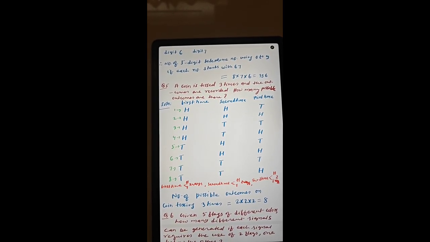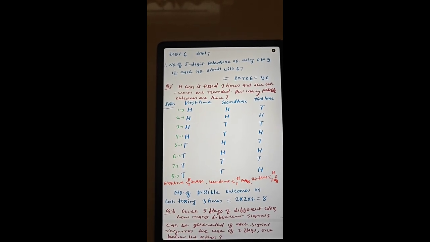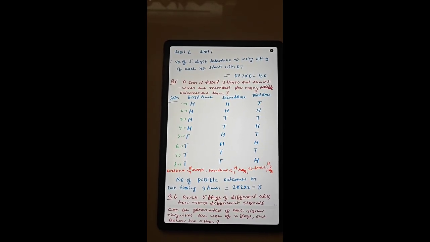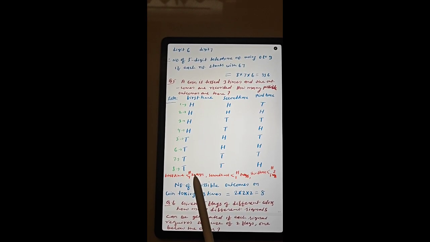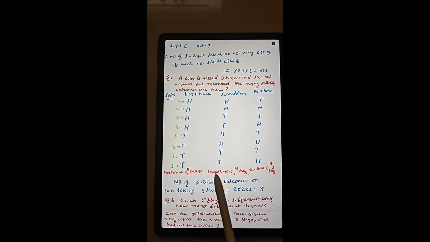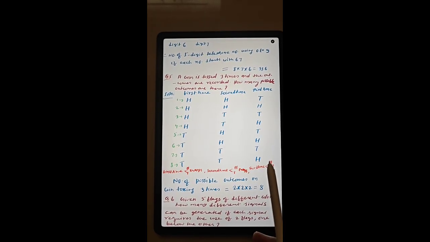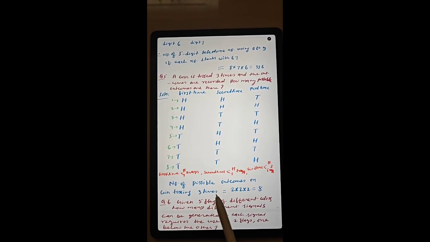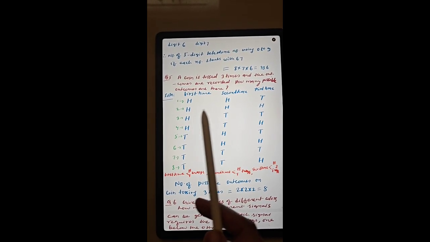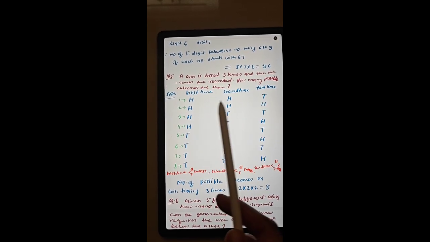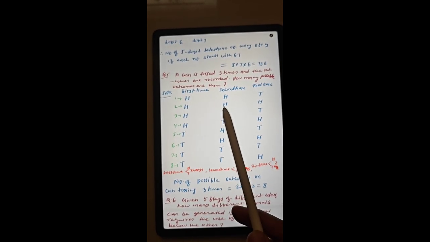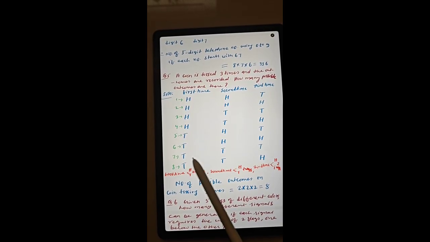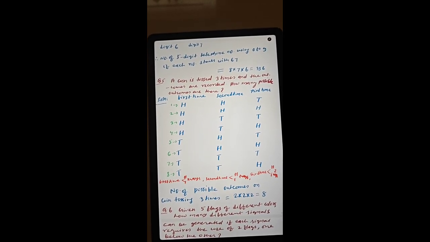Now come to this. A coin is tossed 3 times and the outcomes are recorded. How many possible outcomes are there? Now if you have to toss a coin 3 times, the first time how many outcomes are possible? Head and tail. So the first time you will get 2 ways. The second time also the same possibility, 2 ways, head or tail. The third time also 2 ways, head or tail. So your number of possible outcomes on coin tossing 3 times is 2 into 2 into 2, that is 8. And you can see the outcomes can be like this: first time head, second time head, third time tail. HHH, HHT, HTH, HTT, THH, THT, TTH, TTT.